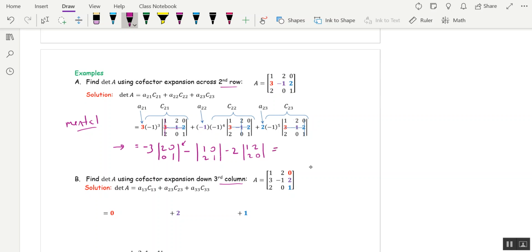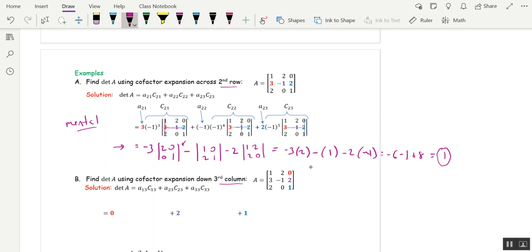Okay, so now what's this? This is going to be negative 3, and these are all 2 by 2, so we can compute the determinant by going AD minus BC. So this one is 2, and then minus 1, and then minus 2 times 0 minus 4 is negative 4. So I get negative 6 minus 1 plus 8, so I get 1 as my determinant.